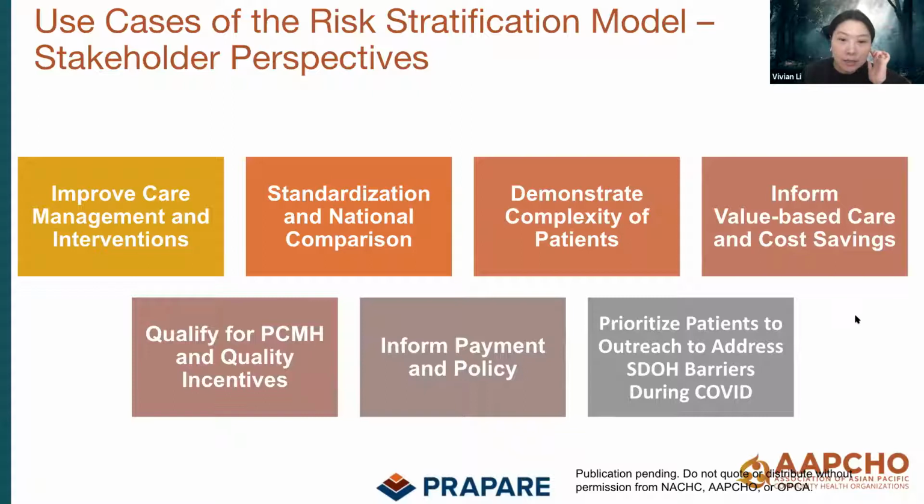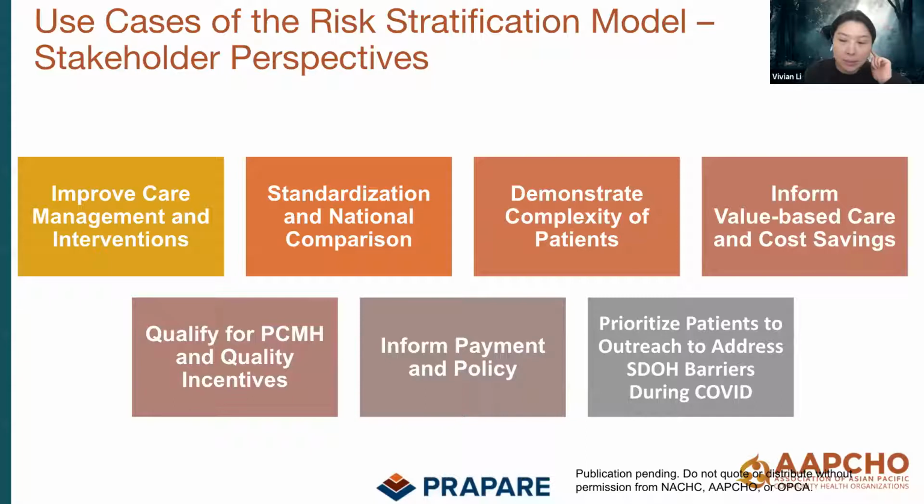Third is demonstrate complexity of patients, and this is to help illustrate the complexity of health center patients' conditions. And fourth, inform value-based care and cost savings. For this use, the participants commented the model could prepare them nationally for value-based payments and decrease total cost of care and improve outcomes for patients by focusing efforts on highest utilizers. Fifth is qualify for PCMH and quality incentives, and outside of the clinics to inform payment and policy.